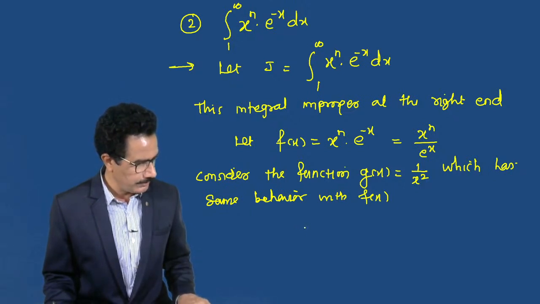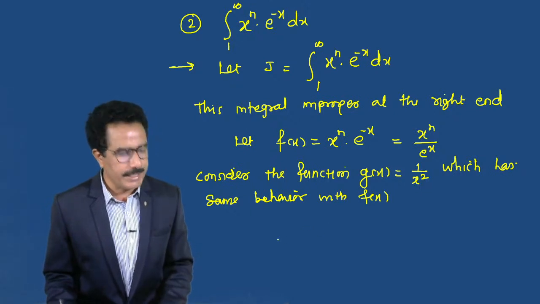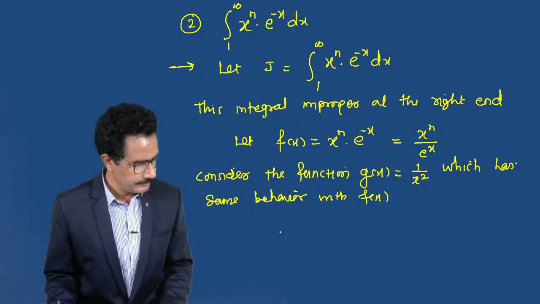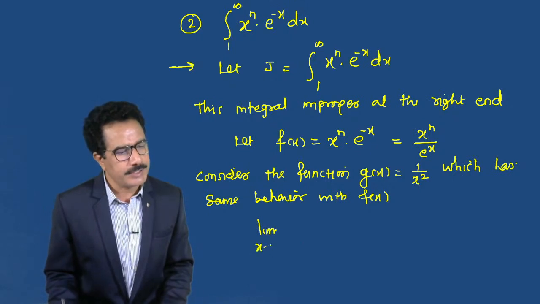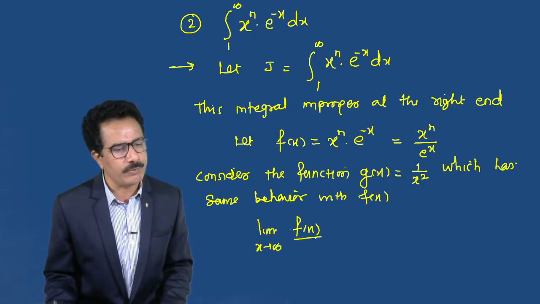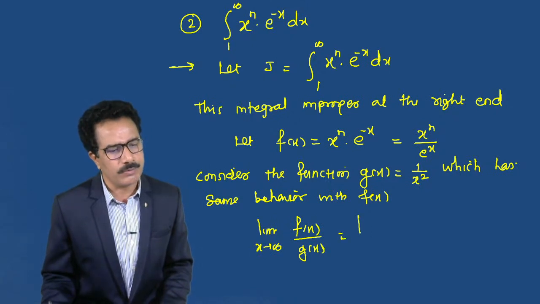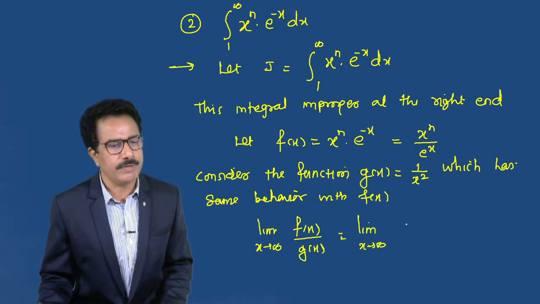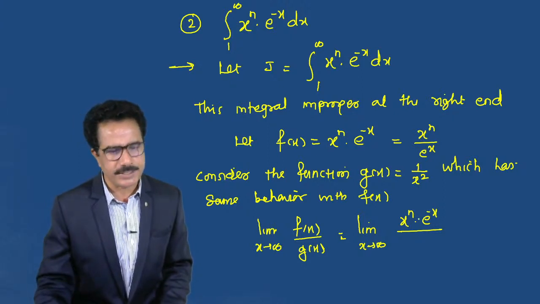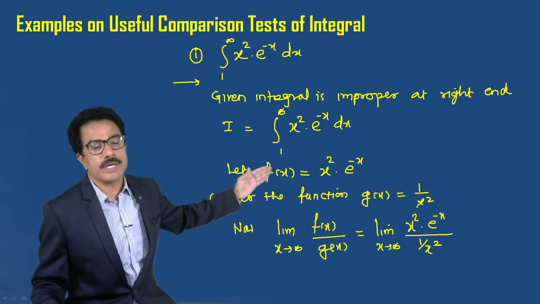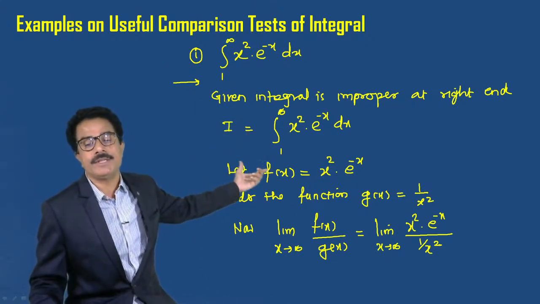X raised to minus 2. So we can take this integral. Limit x tends to infinity f of x divided by g of x, which is equals to limit x tends to infinity x raised to n into e raised to minus x divided by 1. G of x means x square, which is equals to 1 upon x square, which has the same behavior with f of x.